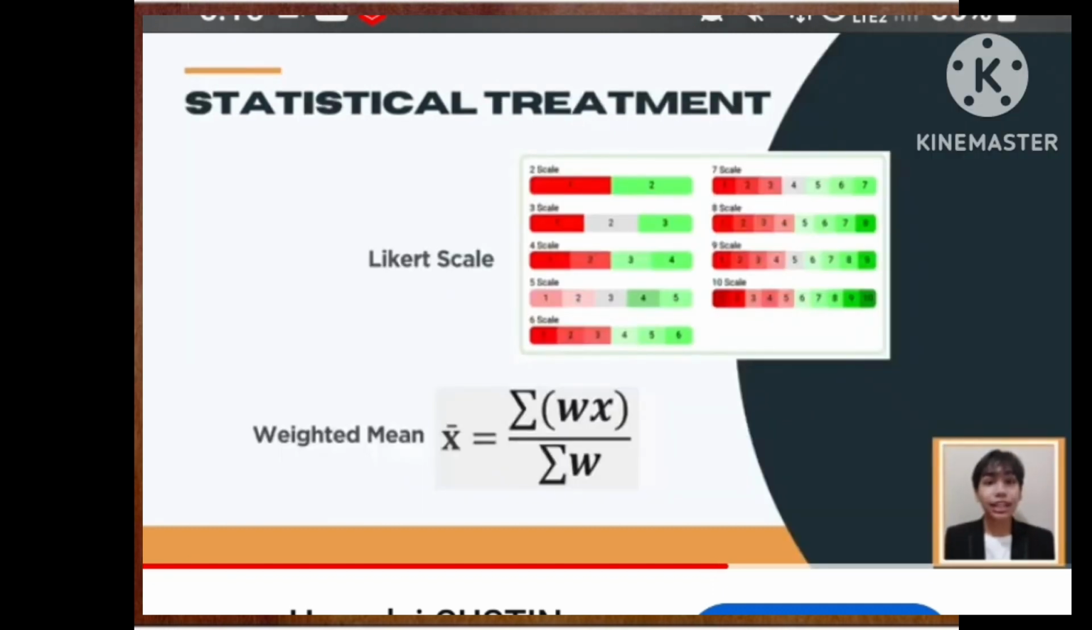To tackle the statistical treatment, the group used 2 statistical tools for the gathered data, the Likert scale and the weighted mean.